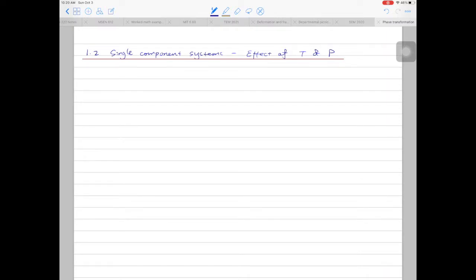In the last video, we introduced a concept called Gibbs free energy. In this video, we'll look at the effect of temperature and pressure on Gibbs free energy. We'll focus on the effect of temperature first.